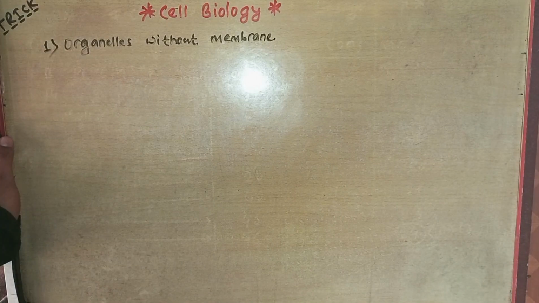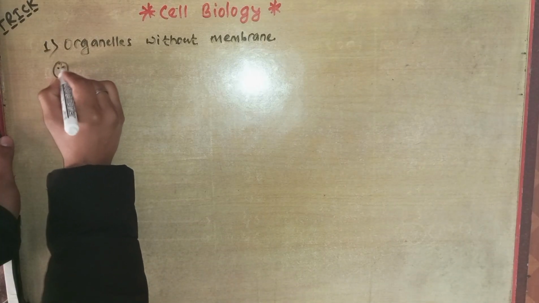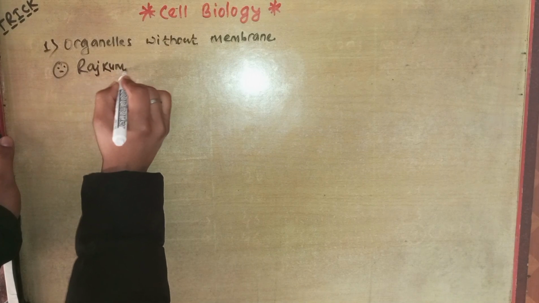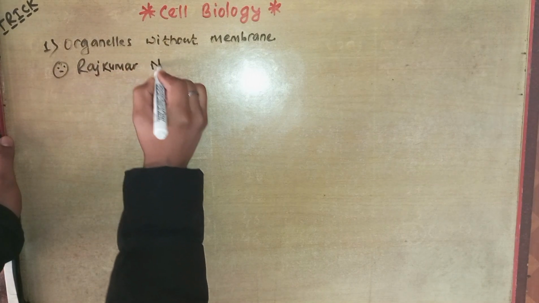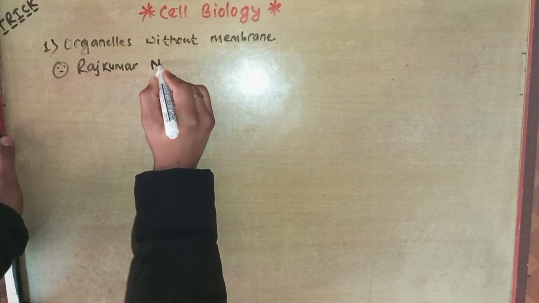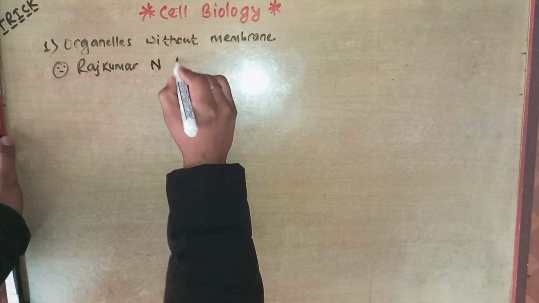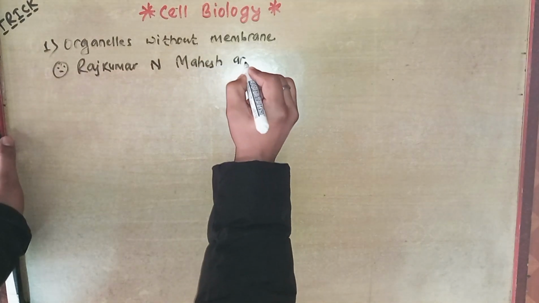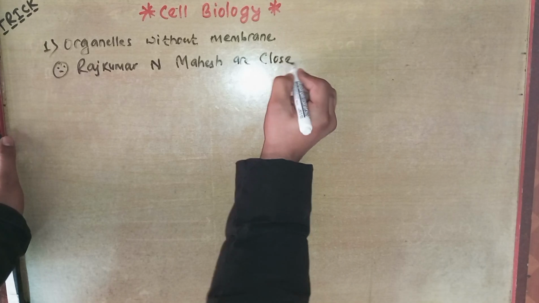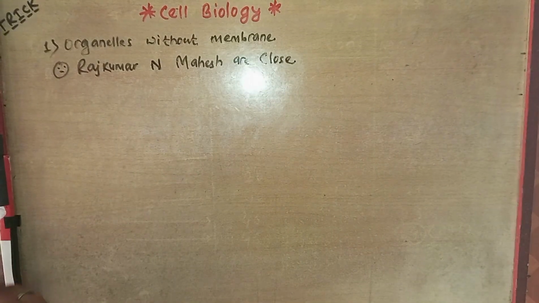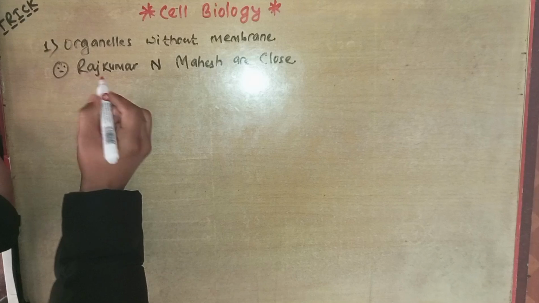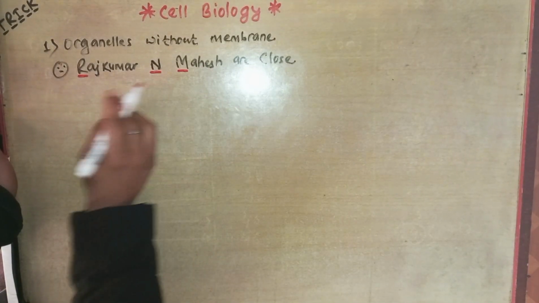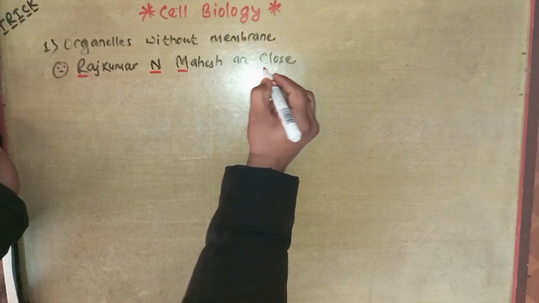And the trick for the examples is: Rajkumar and Mahesh are close. Here N means and. As Rajkumar and Mahesh, we can remember like Rajkumar, the Bollywood hero, and Mahesh Babu, the South hero. Rajkumar and Mahesh are close.